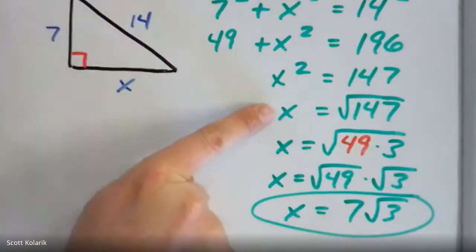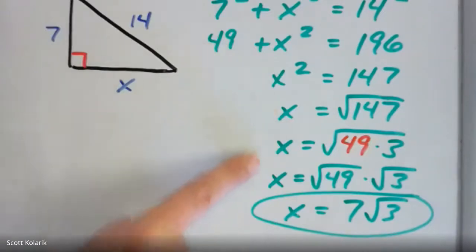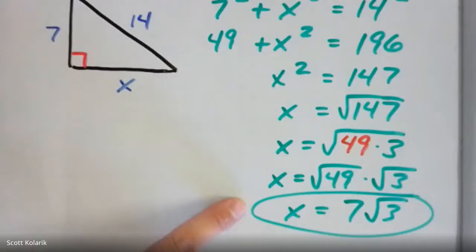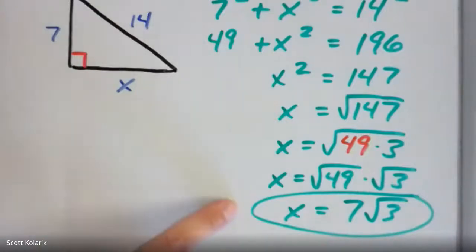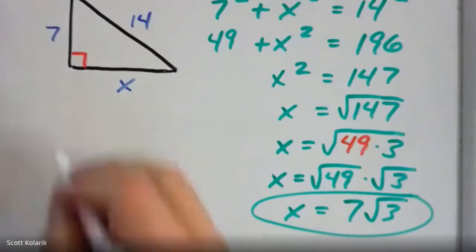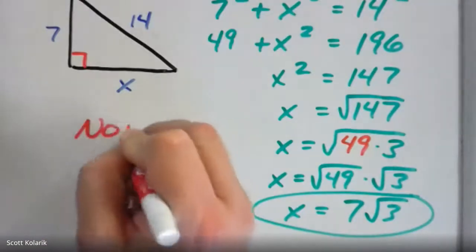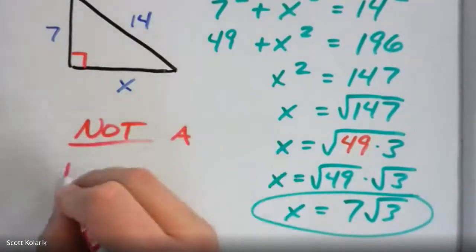If you stopped here, for the record, you just wouldn't get full points. You'd get most of them. It's just that being able to reduce down to the fully simplified version will get you full points. So again, this is correct, but this is fully simplified. And again, to answer that other question about, is it a Pythagorean triple? Not a Pythagorean triple. Why not?